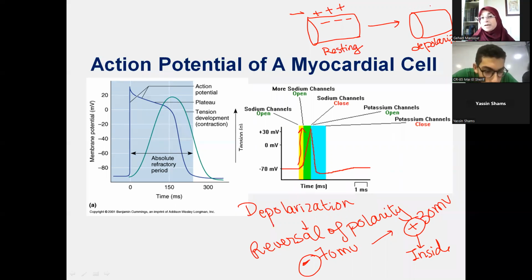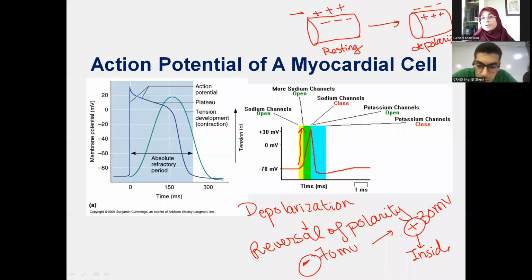Depolarization means that the outside becomes negative and the inside is positive. So what happened here is a reversal of polarity. So there has been a change in the potential difference across the cell membrane. Did you notice the change? At the beginning, we had the outside positive, the inside negative, and then the outside negative and the inside positive.